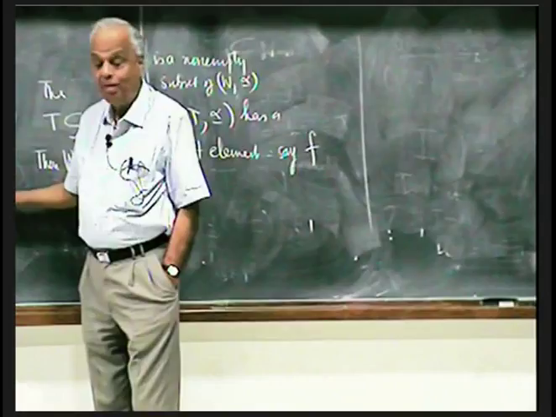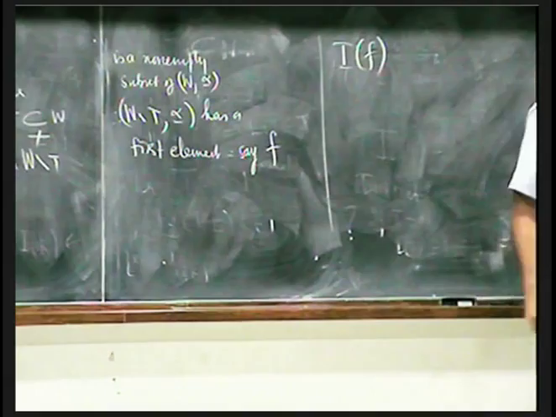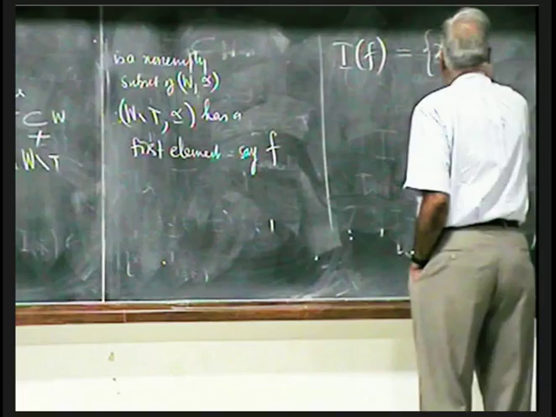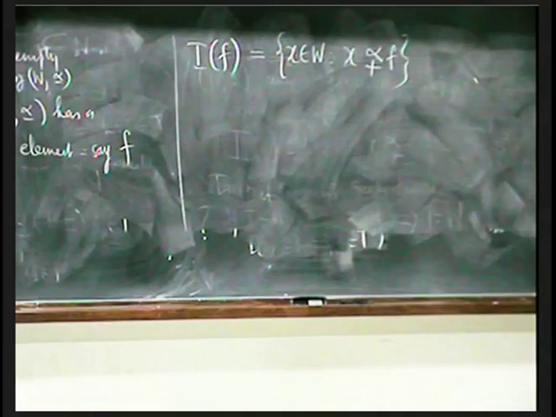Now, where is F? F is outside T. F is the first element of W minus T. So, it doesn't have anything to do with T. So, now, what is the initial segment subordinate to F? The initial segment subordinate to F is all those elements in W such that X strictly precedes F, and X not equal to F. Okay. Is that clear? So the initial segment generated by F, or initial segment subordinate to F, is all those elements X which are not equal to F and which precede F.